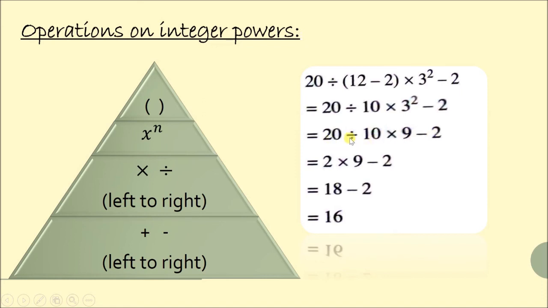And here I have division, multiplication, subtraction. So I will do division and multiplication. Which one came first? Division. So 20 divided by 10, which is 2, times 9 minus 2. Multiplication and subtraction. Yes, multiplication. 2 times 9, which is 18, minus 2. And then 18 minus 2 will be 16. And we solve the equation. Is that clear? Okay.